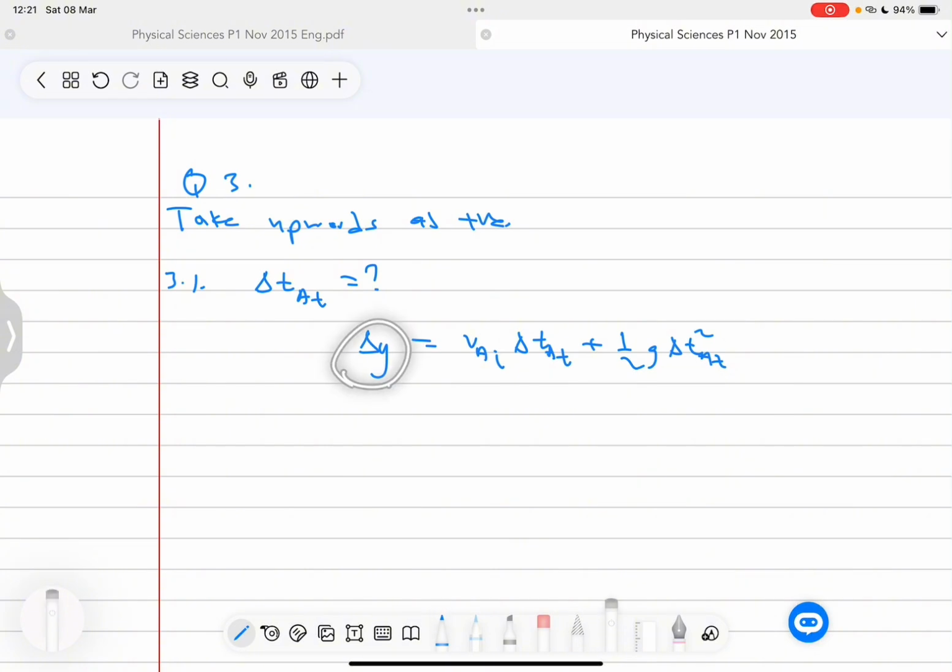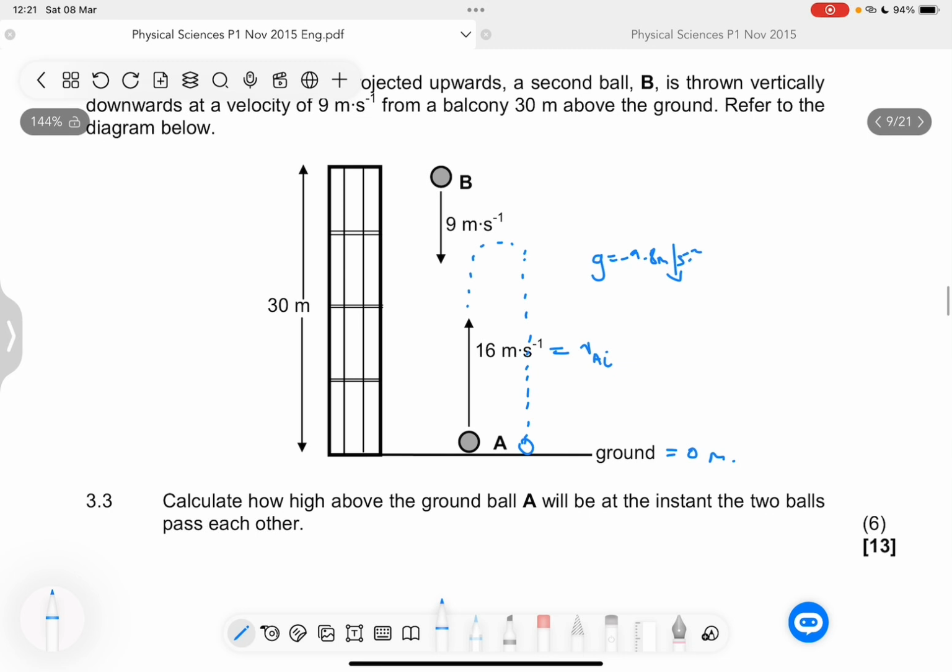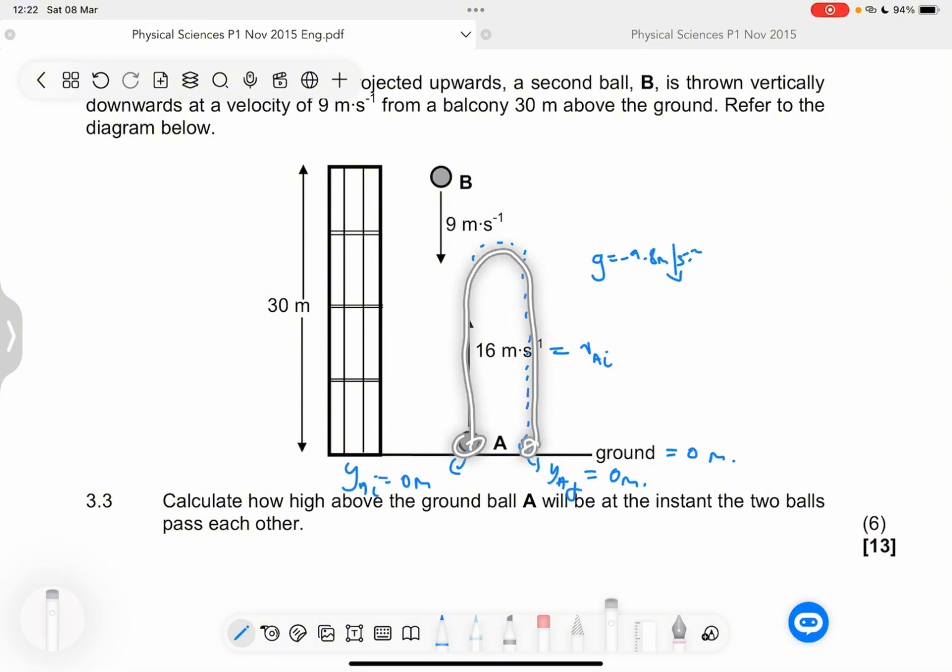I want to talk a little bit about the displacement here. We know that the projectile starts at the initial position of A at 0 meters, because it is at the ground and we said the ground is 0. So the initial position, y A initial, of ball A would be 0. And this ball returns to the ground. That means the final position, y A final, is also 0 meters. So this ball really starts at the position of 0 and comes back at the position of 0.